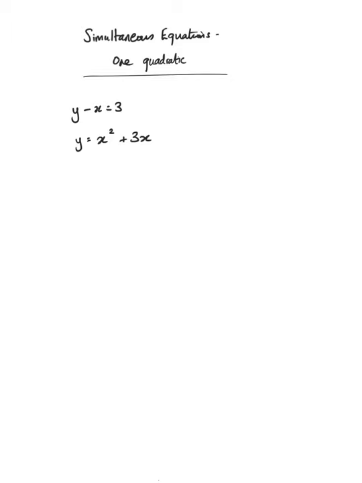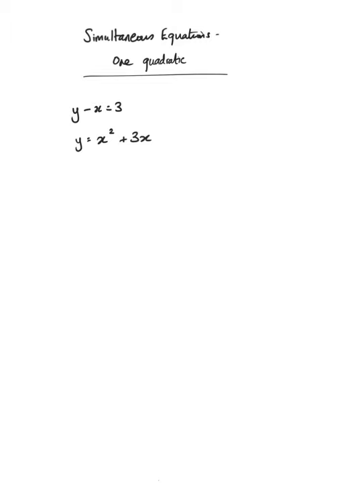We're solving simultaneous equations where we have one quadratic and one linear equation today. Unfortunately, the method that we use for solving simultaneous equations where both of them are linear doesn't work for this. What we need to do is substitute something in.